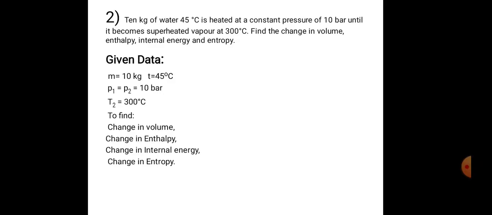Then the second problem: 10 kg of water at 45 degrees centigrade is heated at a constant pressure of 10 bar until it becomes superheated vapor at 300 degrees centigrade. Find the change in volume, enthalpy, internal energy and entropy. Given data: mass m equals 10 kg, T1 equal to 45 degrees, pressure P1 equal to P2 equal to 10 bar because the pressure is constant. Then T2 equal to 300 degrees centigrade. They are asking for the change in volume, change in enthalpy, change in internal energy and change in entropy.